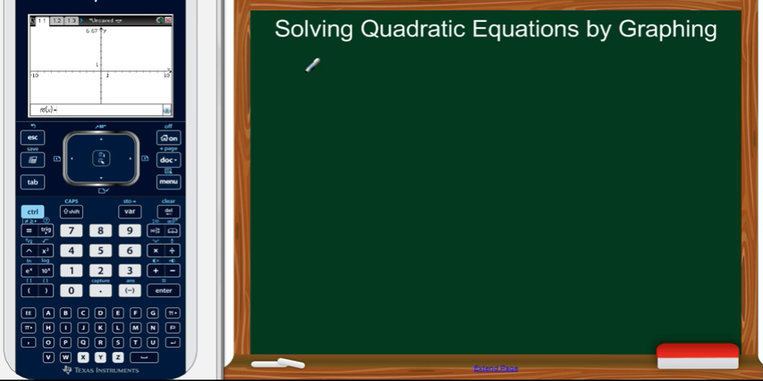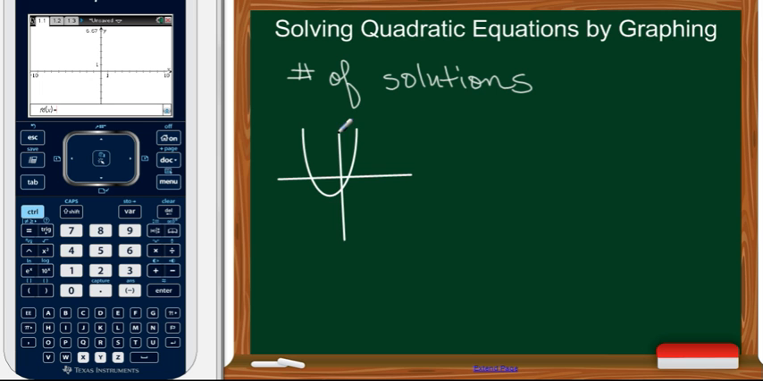Now, whenever you're talking about solutions of equations, we have a lot of situations. So the number of solutions can go like this. Okay. If your graph hits twice, then you have 2 solutions.